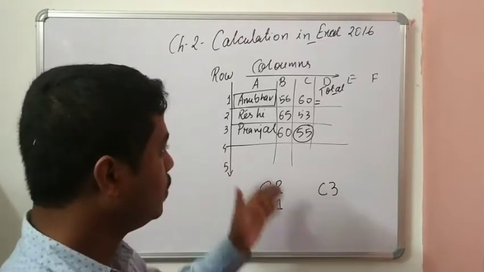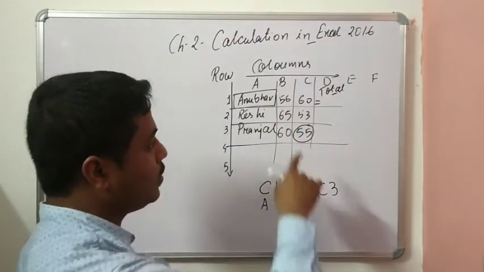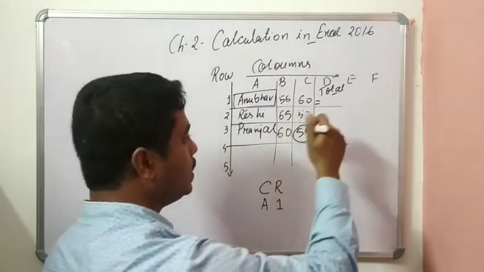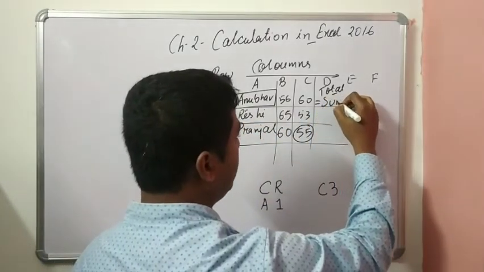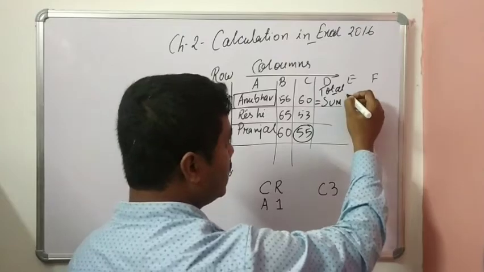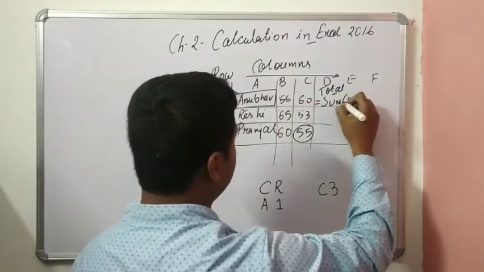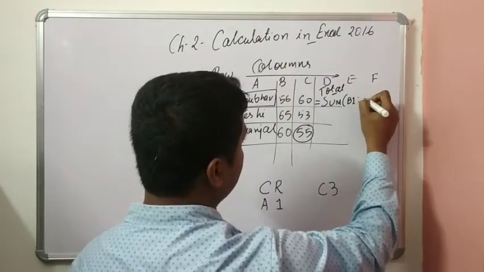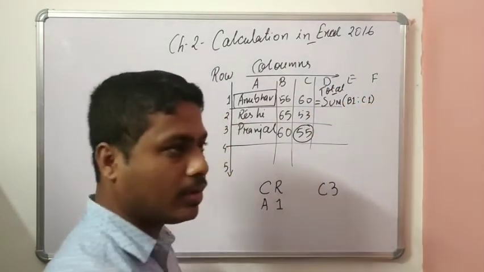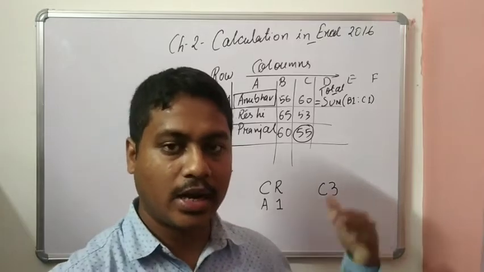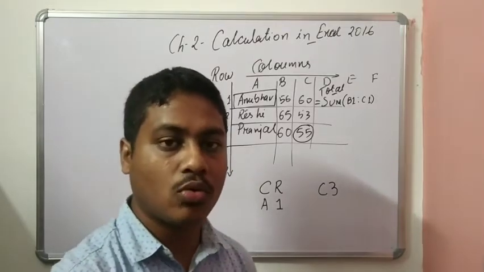Clear? So same way, suppose if I want to add these two numbers, I will write sum, then I will put a bracket, then I will put the cell addresses, that is B1 to C1. If I press enter, your answer will come out directly. Now let us see how to do it practically.